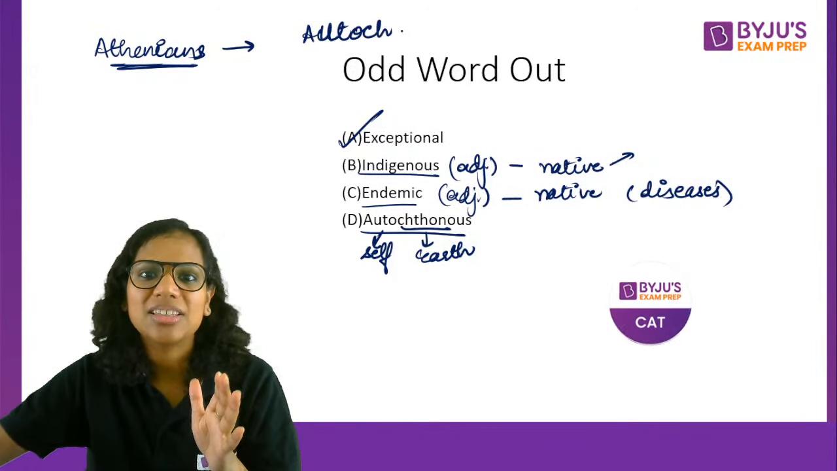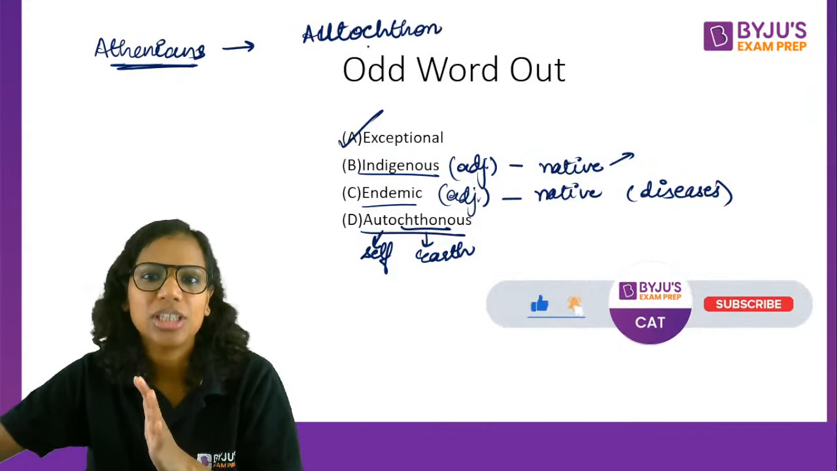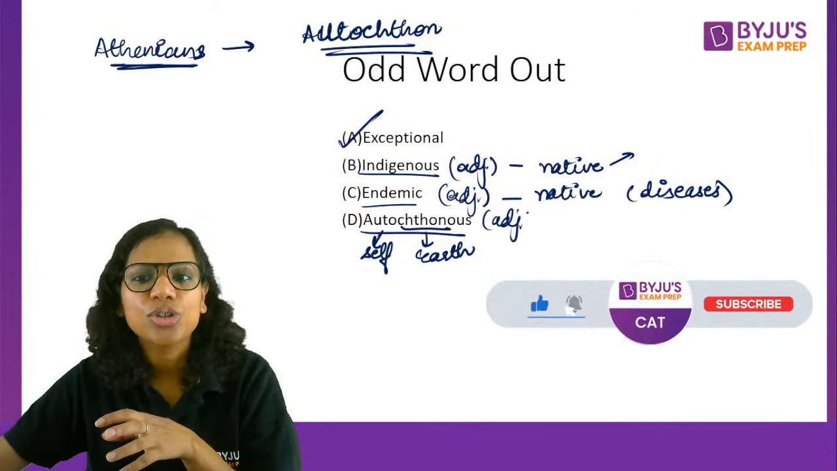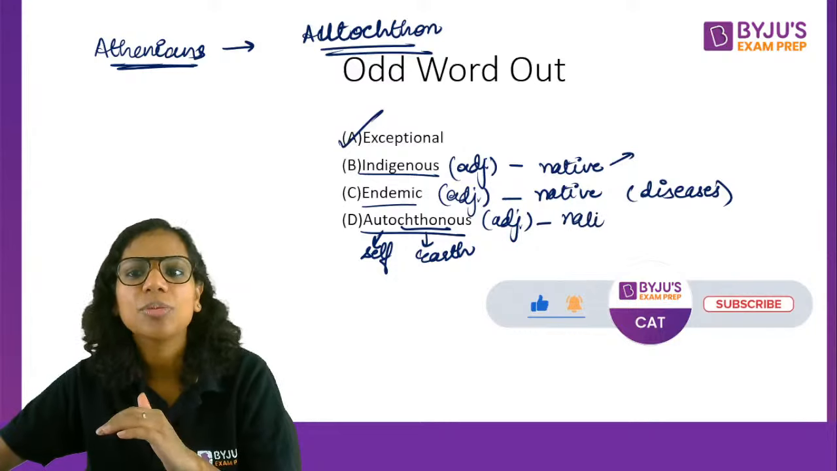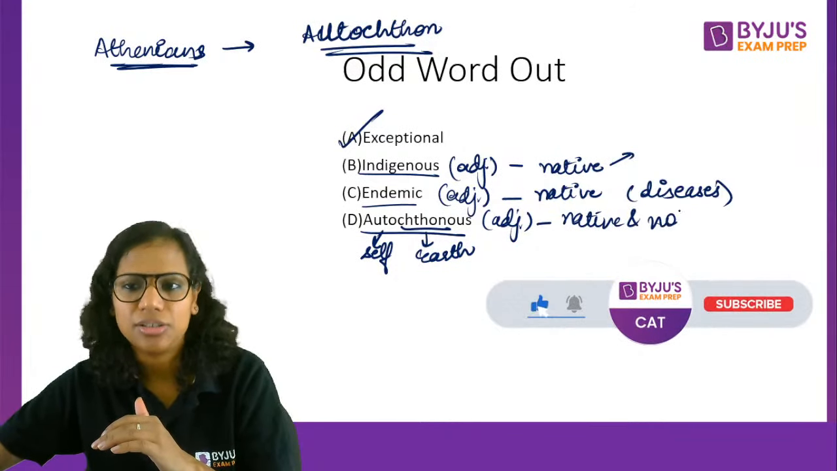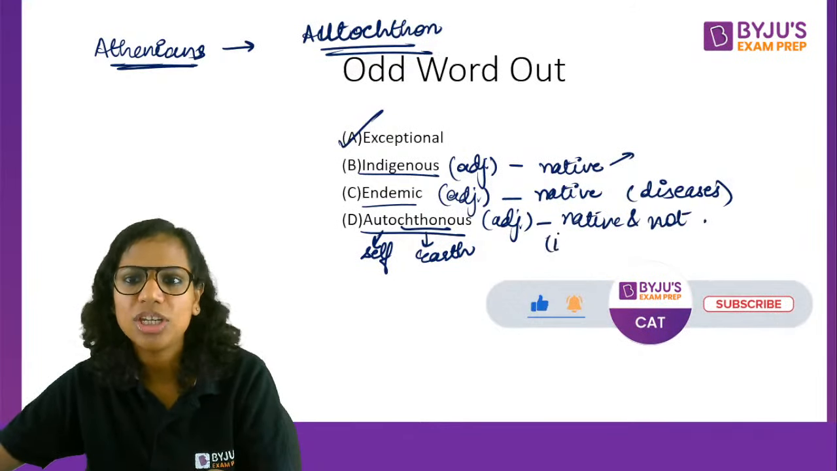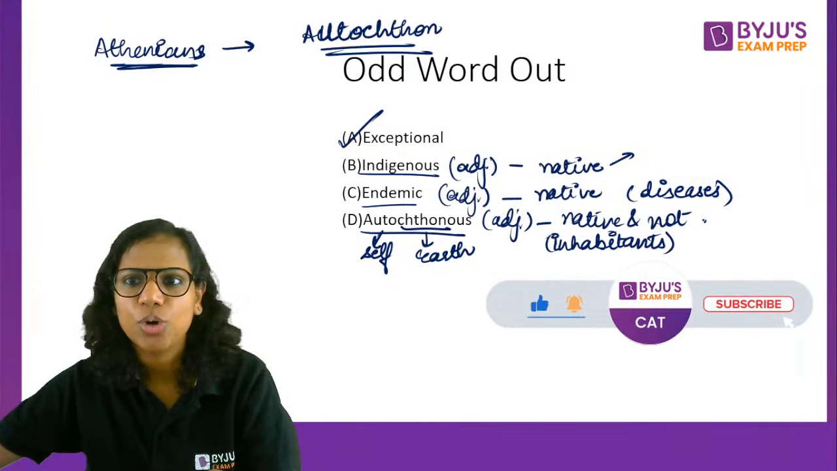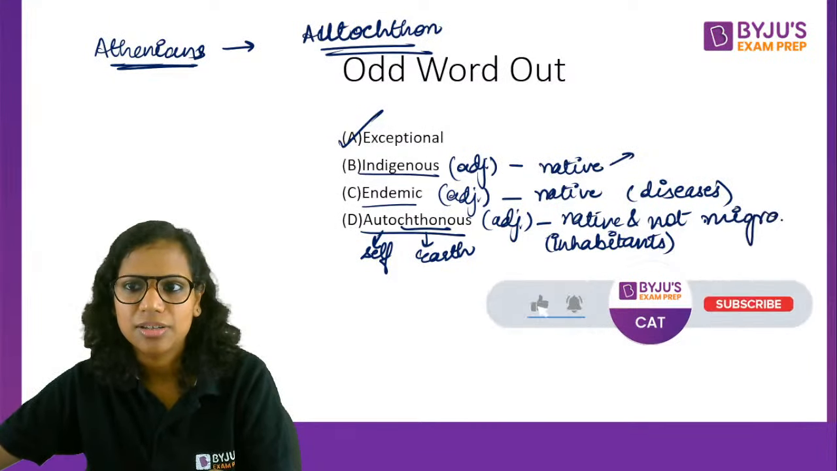तो कोई भी जो एथेनियन होता था उसको वो ऑटोक्थन बोलते थे, राइट. सो यहाँ से आया वर्ड ऑटोक्थनस. Autochthonous today means again native to a place and not a migrant. It is used for people. It is used for inhabitants. Okay, native and not migrants.